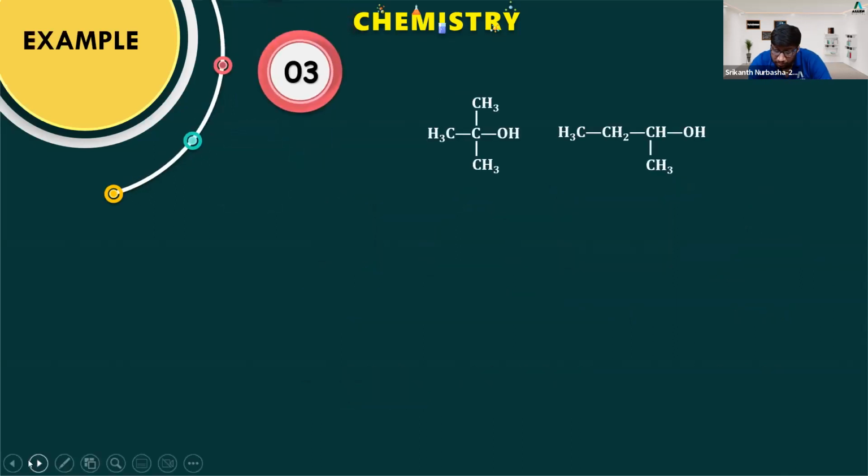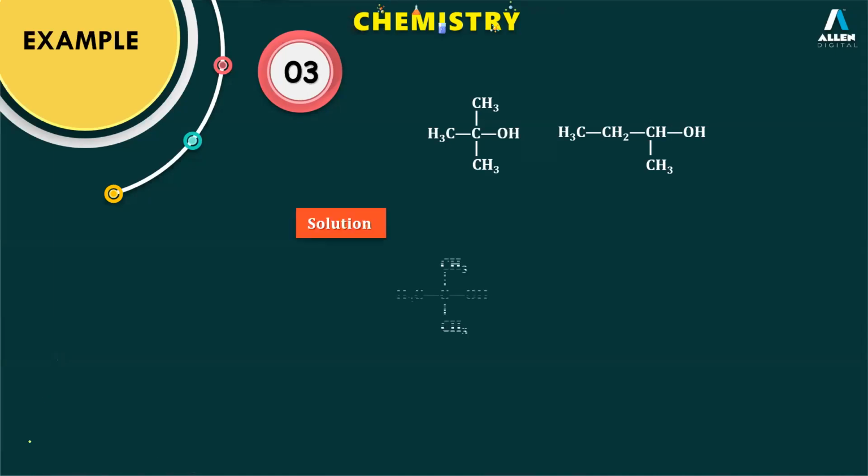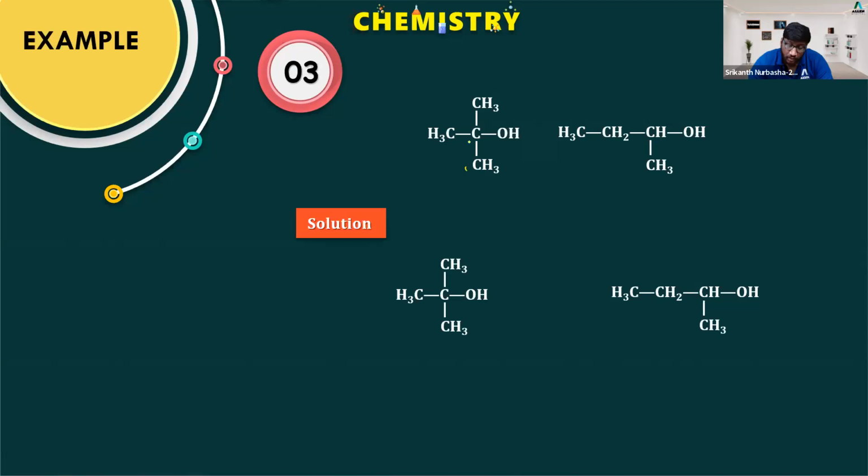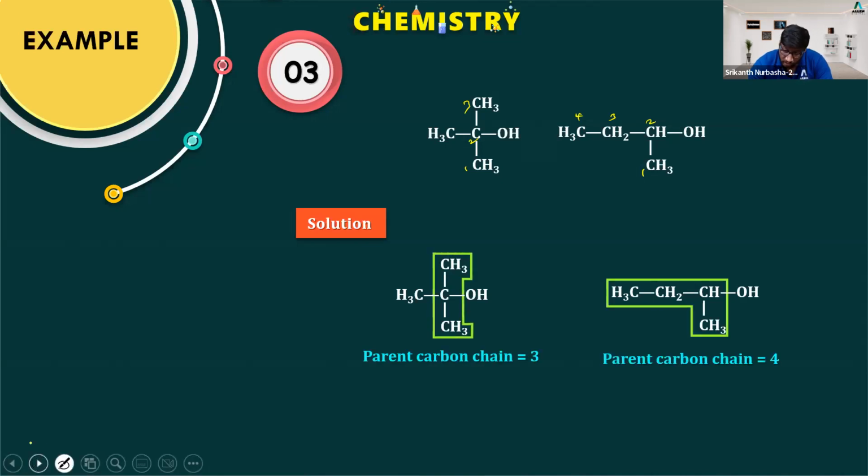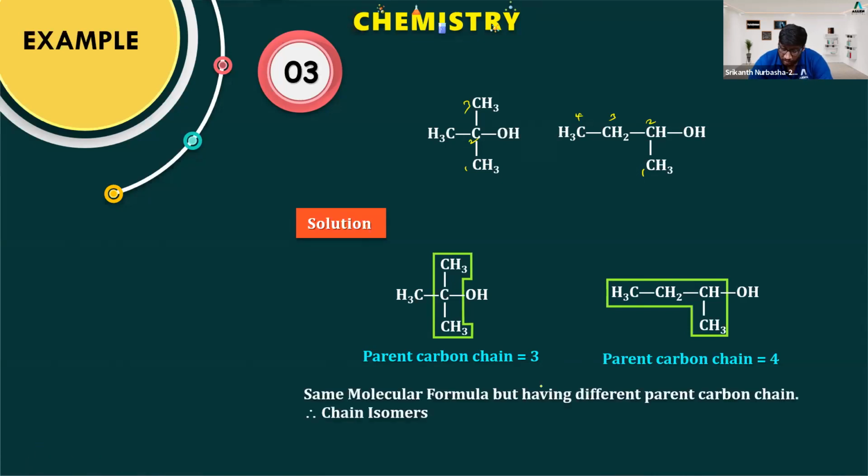What about these compounds? Chain isomers, chain or position? Position. So if you look at the numbering, 1, 2, 3, and 1, 2, 3, 4, the chain is changed, but the position is fixed. When the number of carbon atoms in the long chain has changed, they belong to chain isomers. You'll get parent carbon chain 3 here and parent carbon chain 4 in the next compound. So the number of carbons in the parent carbon chain has changed. Same molecular formula but different parent carbon chain, so they are called chain isomers.